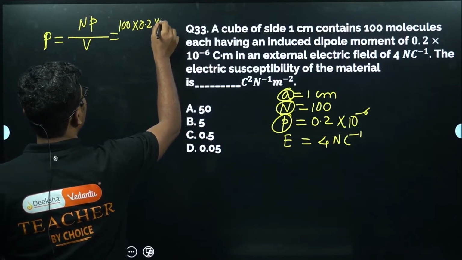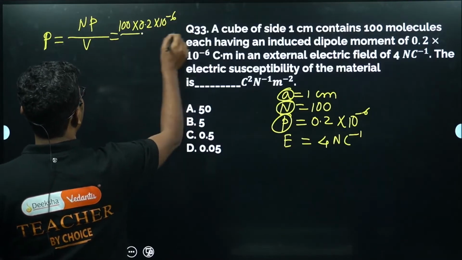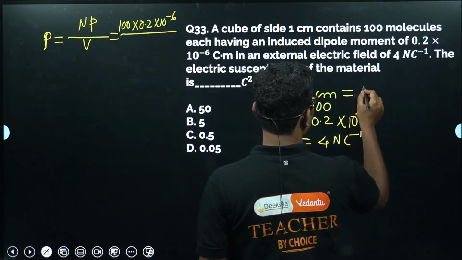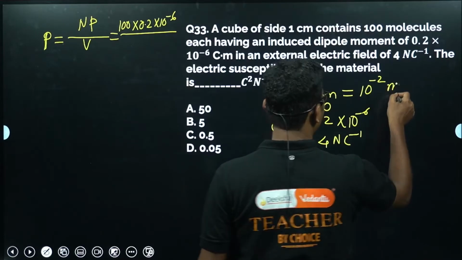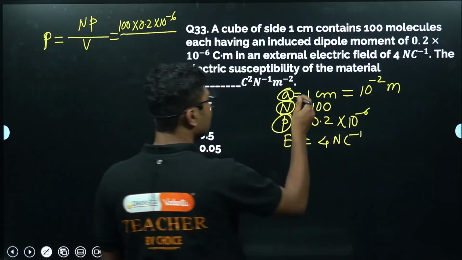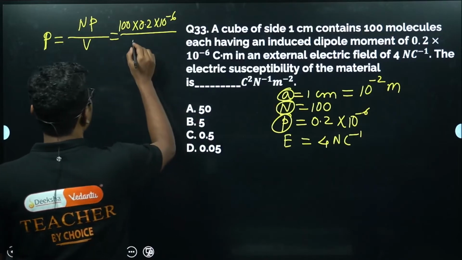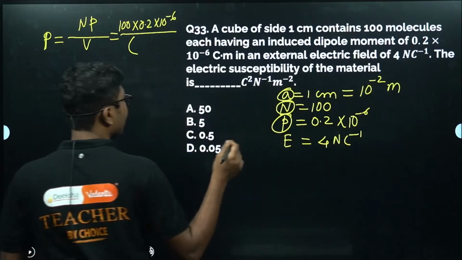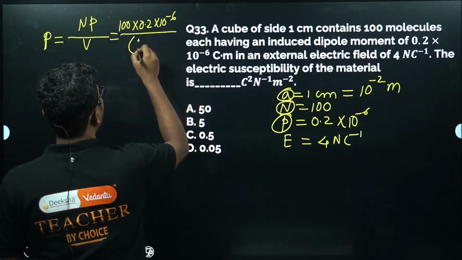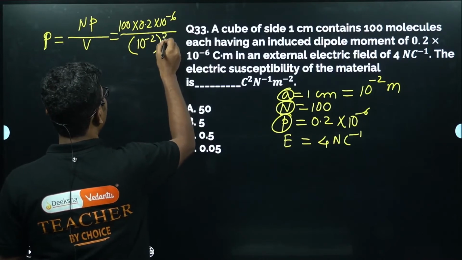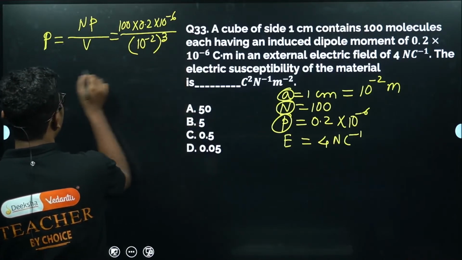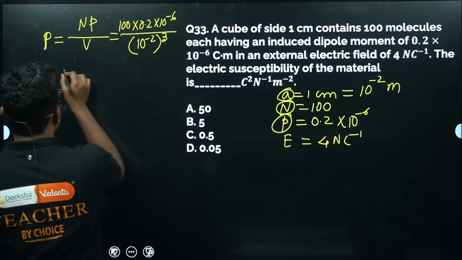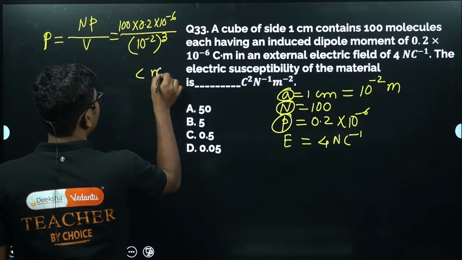0.2 times 10 to the power of minus 6, divided by volume, which is 1 centimeter. So always I say, if you convert 1 centimeter into meter, it becomes 10 to the power minus 2 meter. So you have to multiply with 10 to the power minus 2. Here it is only 1 centimeter, so it directly becomes 10 to the power minus 2. Now for a cube, what is the volume? Volume of a cube is side cubed, that is 10 to the power of minus 2 whole cube. And the unit coulomb meter divided by meter cube, so the final unit will be coulomb meter to the power minus 2.